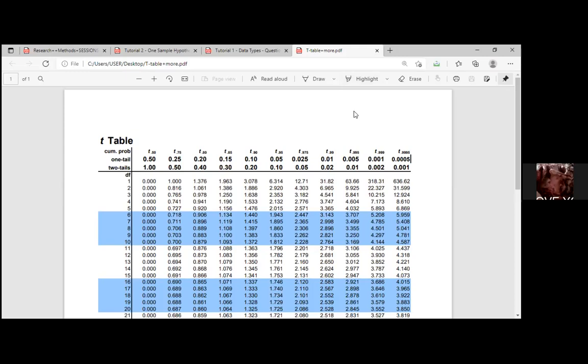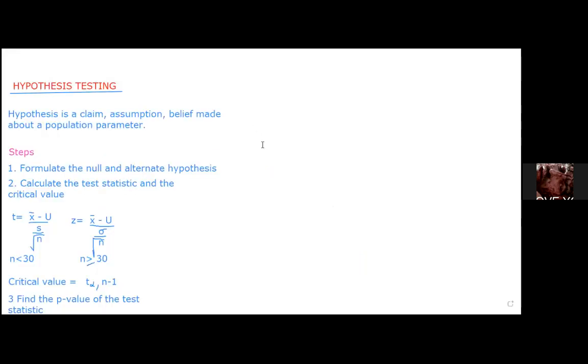that's it. So when it gets to step three, finding the p-value of the test statistic, you come to the table and find the test statistic from the pool and locate its alpha. We'll solve an example for you to understand it better. Then the last step, step four, is to decide and conclude. Take a decision and conclude.